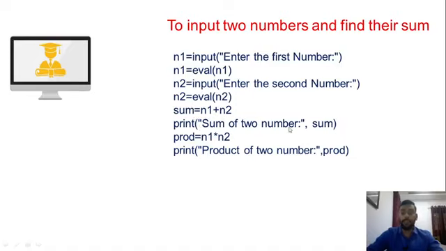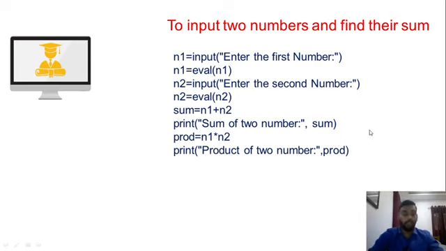So "sum of two numbers" will be printed as such, because it's in quotes. Then sum, 30, will be printed. The same way we are performing another operation, product: n1 into n2, 10 into 20, 200. "Product of two numbers" will be printed as such, and prod, the value, will be printed. Hope you get it.